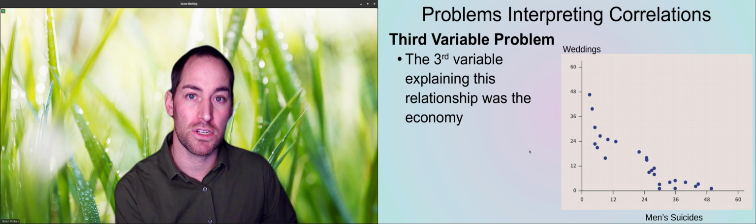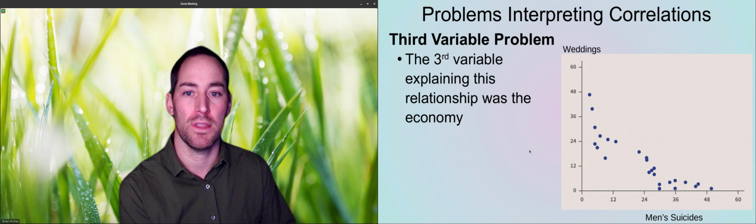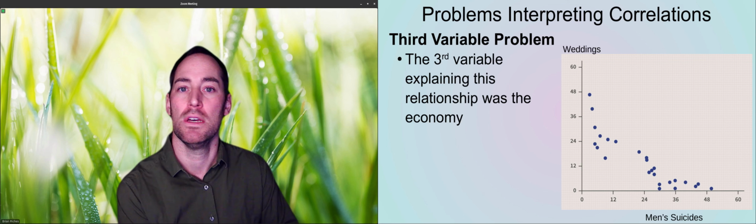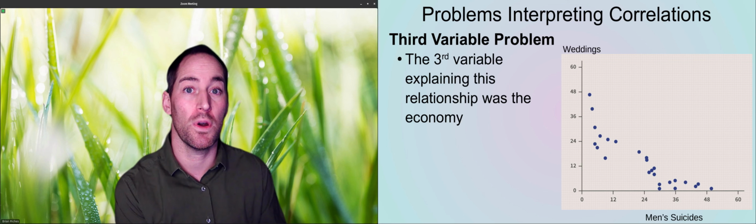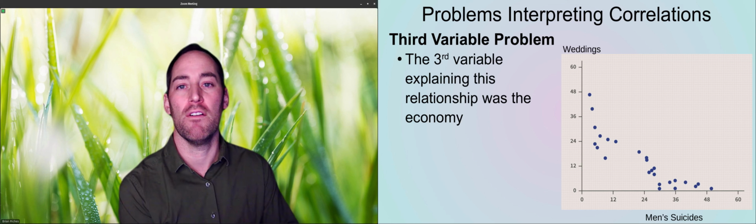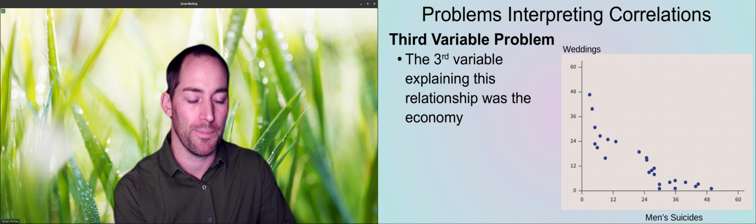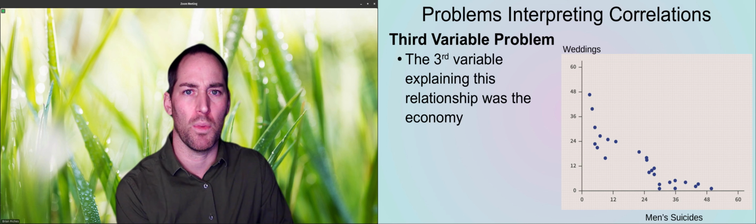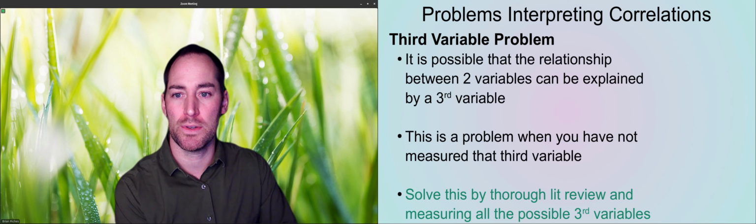The relationship here could be explained by a third variable, the economy. In the 30s, Great Depression, people no longer could afford to get married. They could not afford to live in general. So that was the cause of both of these relationships. So very sad example. I should probably include more happy examples for these correlations. The heroism examples, those are more happy examples, right?